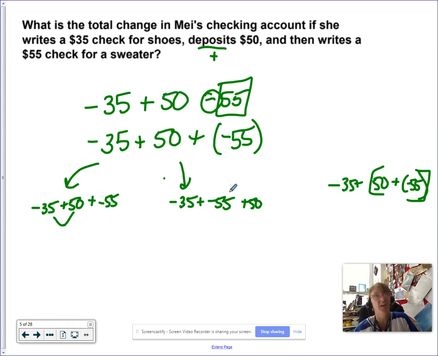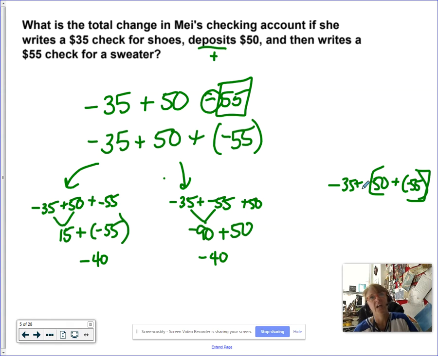Whichever way you do it, it's all going to lead you to, well, let's see. This way would give me a +15 plus a -55, which is -40. This way, if I do these two first, that would give me -90 plus a +50. Different signs, find the difference, you get -40. And this way, if I do these two first, I get -5. This is -35. And when I combine those two together, I get -40. It doesn't matter. Keep track of your signs.